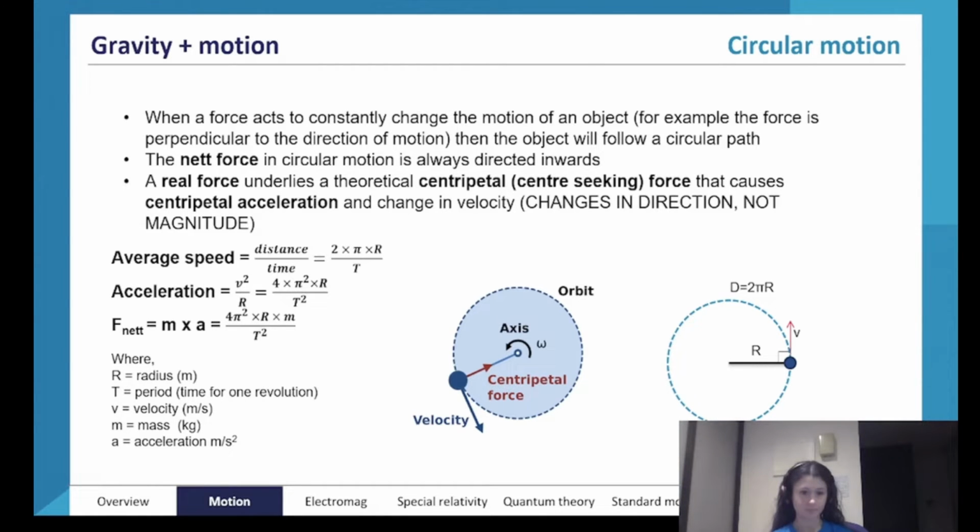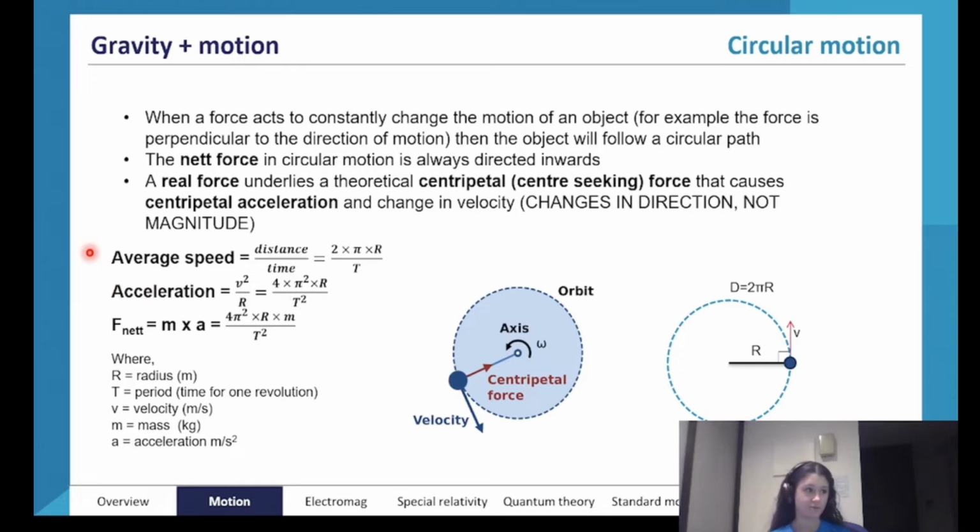As you can see here, the real force underlies a theoretical centripetal force that causes centripetal acceleration and a change in velocity. Remember, the velocity is changing. However, the only reason the velocity is changing is because the direction in which the object is moving is constantly changing, but its speed is not changing. So the velocity changes in direction, but not magnitude. The ball is moving at a constant speed, but it's changing direction.